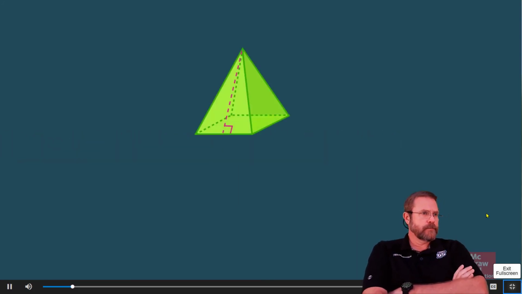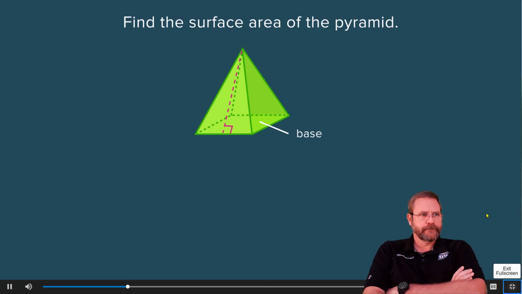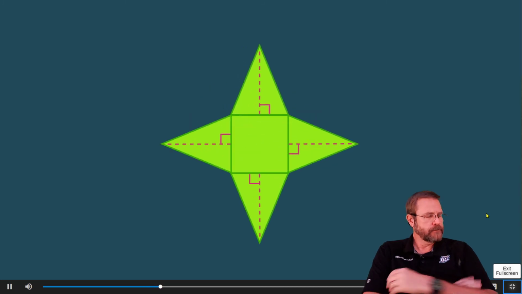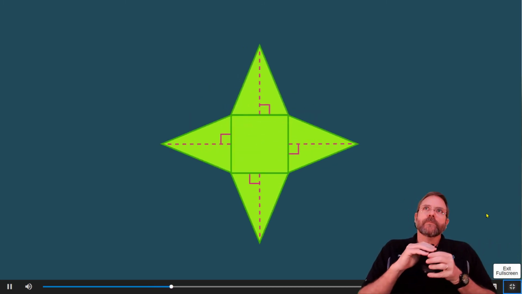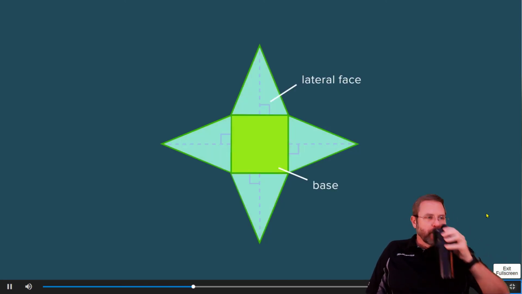The surface area of a three-dimensional figure is the sum of the areas of the faces. To find the surface area of this pyramid, find the sum of the area of the base and the areas of the lateral faces. You can use a net to find the surface area of the pyramid. The shapes in the net of this pyramid are a square base and the 4 lateral faces.